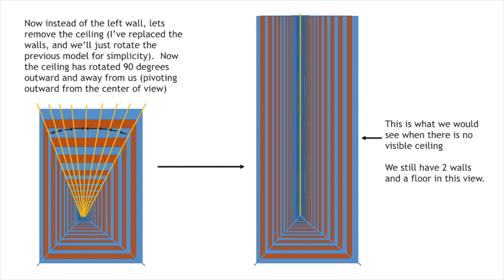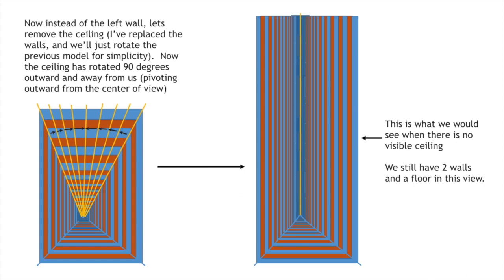Now instead of the left wall, let's remove the ceiling. So I've just replaced the walls and put them back in, and we'll just rotate the previous wall to become our ceiling. And now it rotates away from us 90 degrees, pivoting outward from our center view. So this is what we would see when there's no visible ceiling.